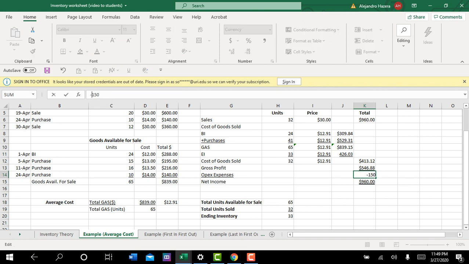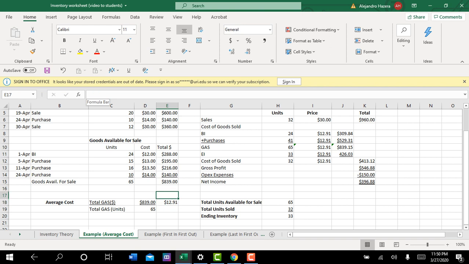But anyway, all you've got to do is, once you've got your $12.91, you know that you sold 32 units. You sold 32 units at a price of 30. That's $960. Then you know that by counting, you've got 24 units in beginning inventory at $12.91, which is equal to that number right there, $12.91. That gives you your beginning inventory.